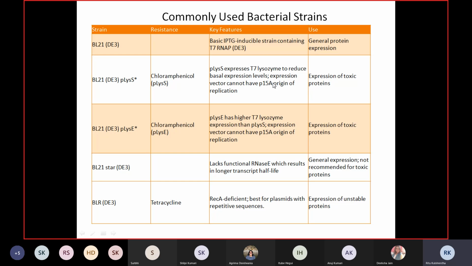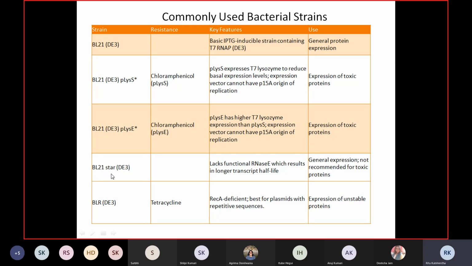So these are the various bacterial strains which have been engineered for various purposes. Here is another one. Here pLysS is there, and here pLysE is there. But the final aim is to reduce the expression of T7 RNA polymerase so that toxic proteins can be sufficiently expressed in the bacteria.